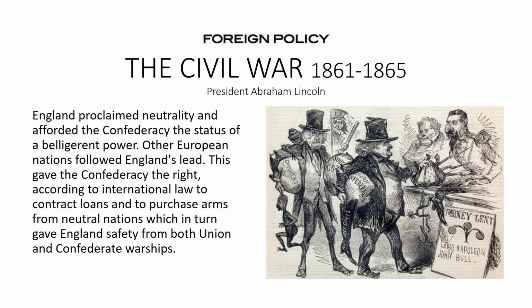England proclaimed neutrality and afforded the Confederacy the status of a belligerent power. Other European nations followed England's lead. This gave the Confederacy the right, according to international law, to contract loans and to purchase arms from neutral nations, which in turn gave England safety from both Union and Confederate warships.